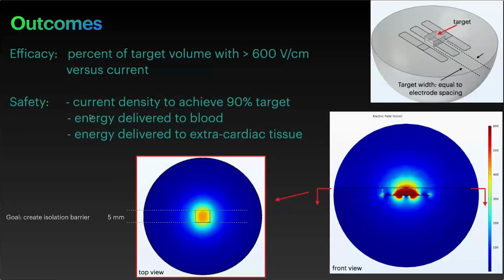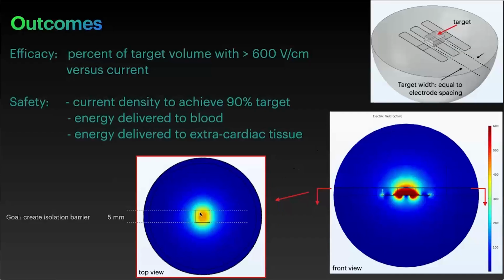In terms of safety, we want to look at the current density to achieve 90% target. And I'll explain this a little bit more in the next slide. We're going to also look at the energy delivered in the blood. So the blood, again, is this space. Again, this in the middle here is the myocardium. This is lung and fat, and this is the blood inside the left atrium. So we want to measure this energy here and minimize that as a measure of safety. And then energy delivered to extracardiac tissue is the energy delivered over here. That would be where the esophagus or the aorta would be located.